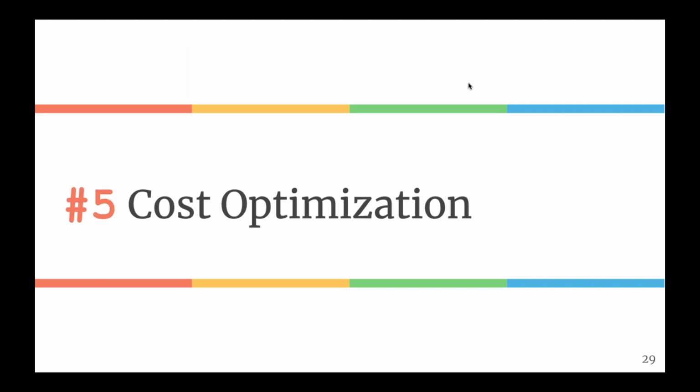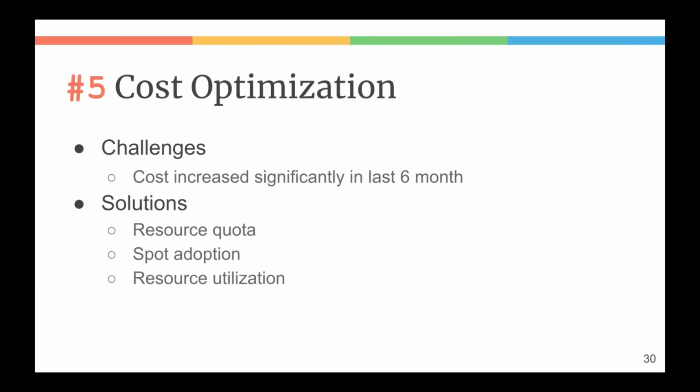And yeah, the next one is about the cost. As you can see, with such an increase, the cost also increased significantly in the last 6 months. For cost optimization, we did three things here. The first is the resource quota. This is a Kubernetes concept. You can set the resource quota for each namespace, which will limit the user. They can't use more than that.